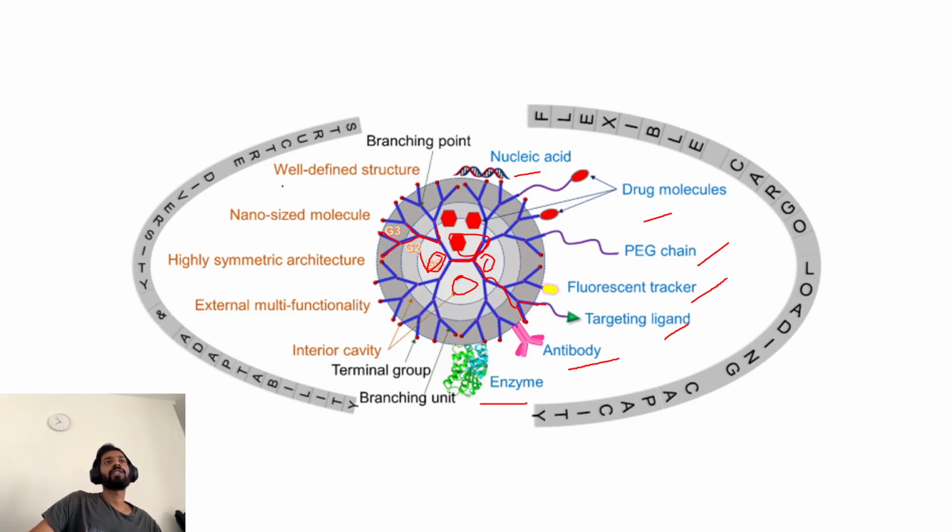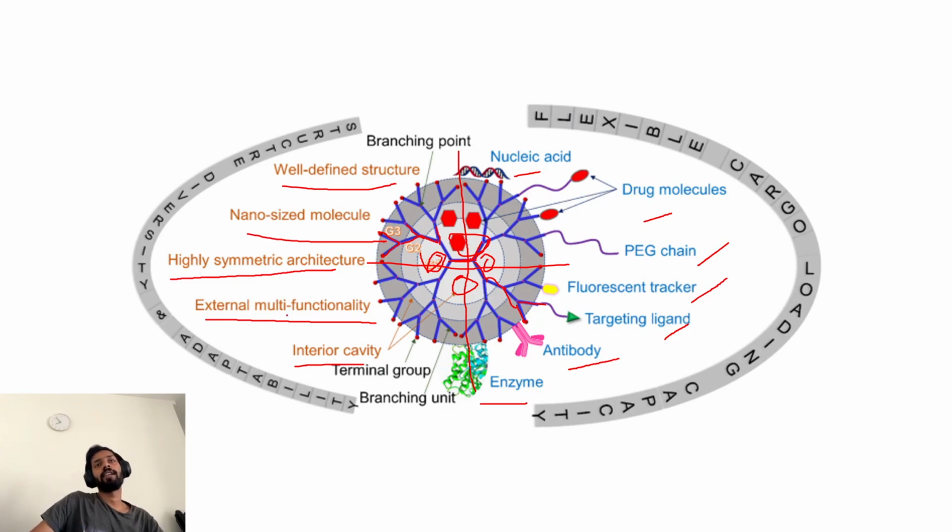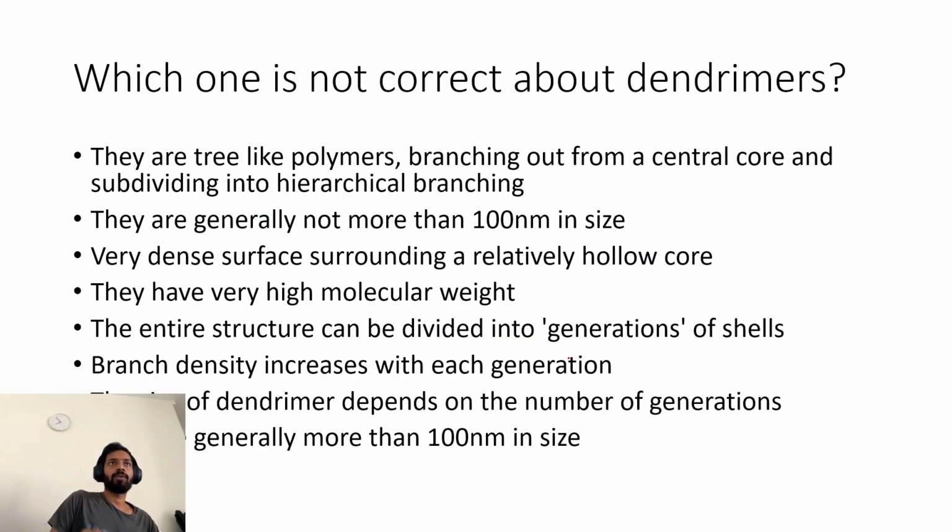So if you look at the features, a dendrimer is a very well defined structure. It's a nano-sized molecule, highly symmetric in architecture. So you can nicely draw one line here, one line here. So it's very symmetric. It has external multifunctionality, interior cavity. External multifunctionality in the sense you can load several things onto the periphery of this dendrimer, and it has the interior cavity. So a lot of empty space in the inside. Terminal groups, branching units.